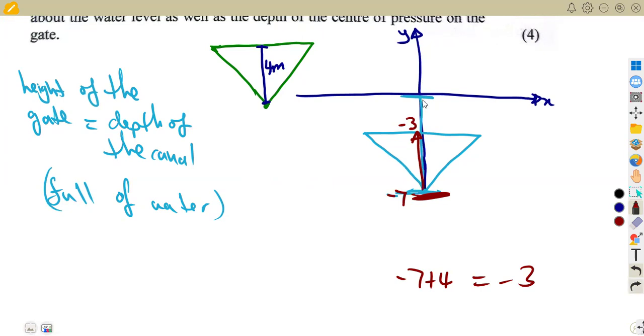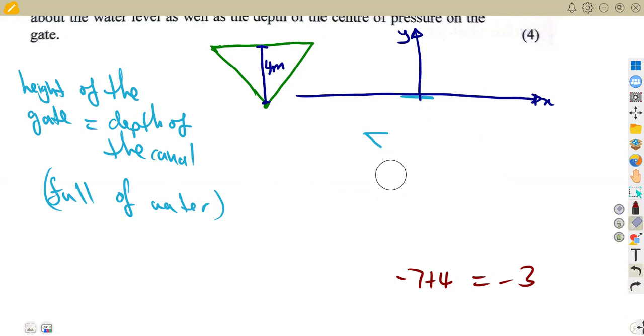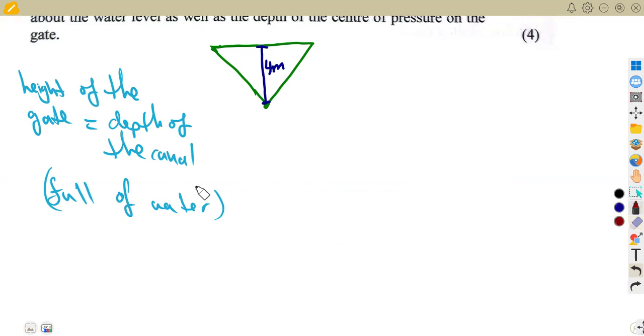So it's a condition where we are simply saying the sluice gate is placed 3 meters below the water surface, or the tank is 3 meters below the water surface. They can ask it that way, or they can give you different heights, all right? The height of the triangle different to the depth of the canal. On that condition, you see that there is going to be a distance left. But on this one, there is no distance left. It is full of water.